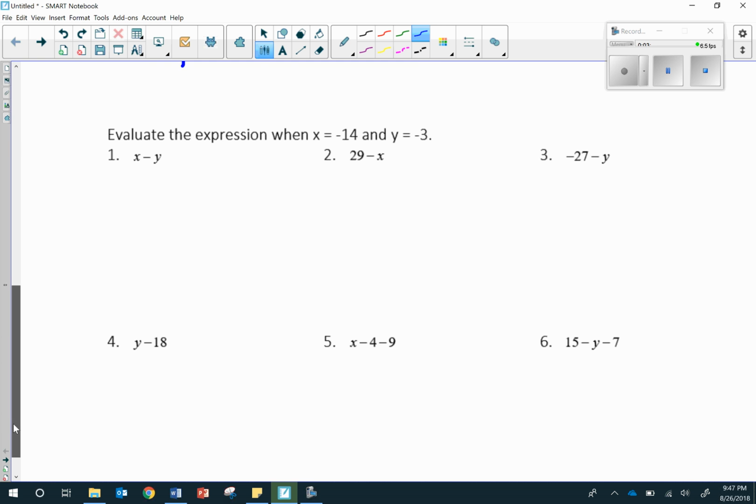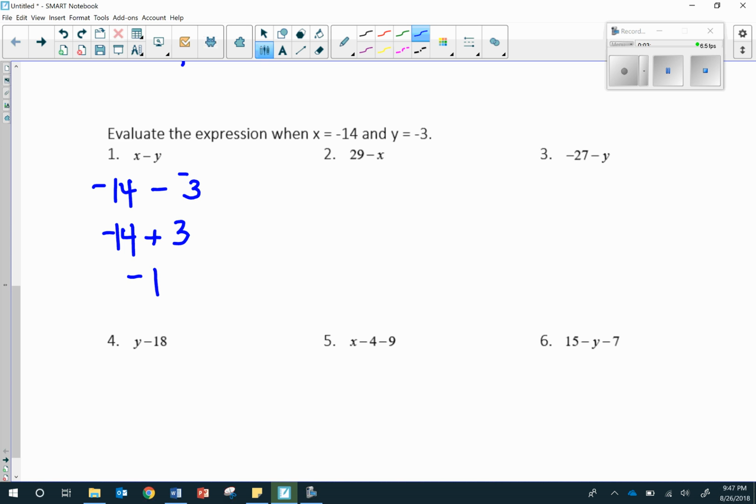In our next section, we are going to evaluate expressions where x equals negative 14 and y equals negative 3. Remember, expressions in algebra do not contain an equal sign. So we're simply going to substitute negative 14 wherever we see an x and negative 3 wherever we see a y. So our first example would be negative 14 minus negative 3. Then the same rule applies. Let's add its opposite. Negative 14 plus the opposite of negative 3 is 3, to give us an answer of negative 11.